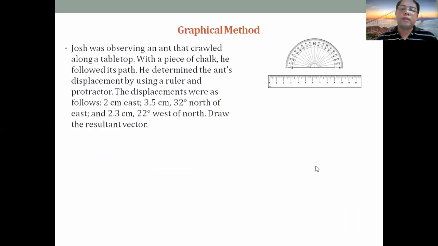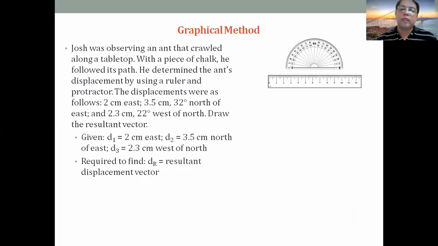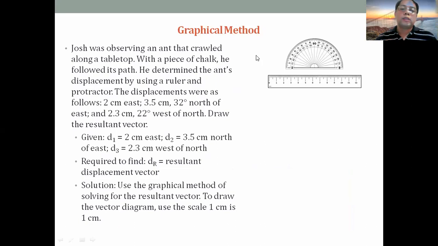Now this is what we need, ruler and protractor, in our work. So, graphical method. Josh was observing an ant that crawled along the tabletop, sa babaw sang lamisa ko, may nakita siya nga subay nagalakat. Now with a piece of chalk, he followed the path. He determined the ant's displacement by using the ruler and protractor. So here are the displacements of the ant.